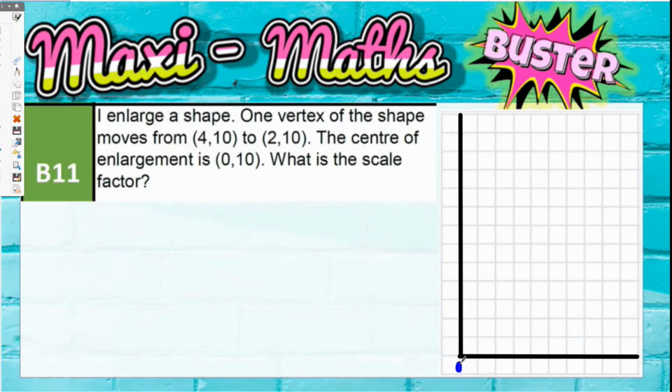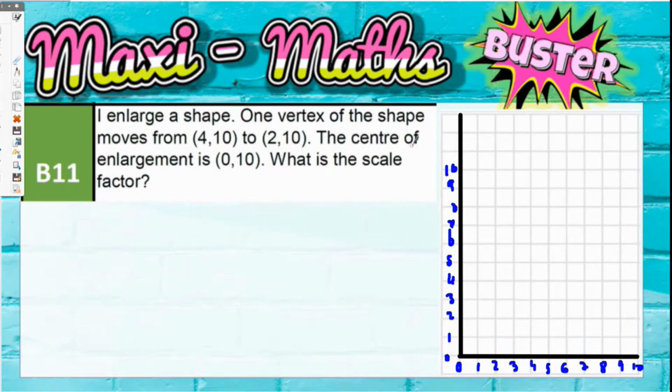Well, let's get some numbers on there first. So put your numbers across the bottom, put your numbers up the side. 1, 2, 3, 4, 5, 6, 7, 8, 9, 10. So let's plot the points.